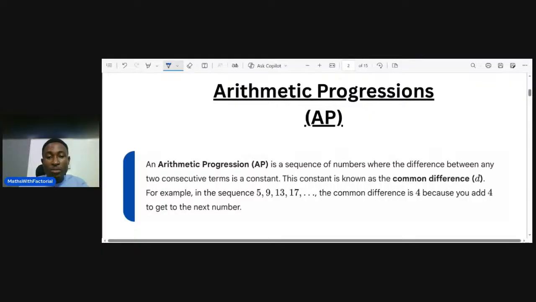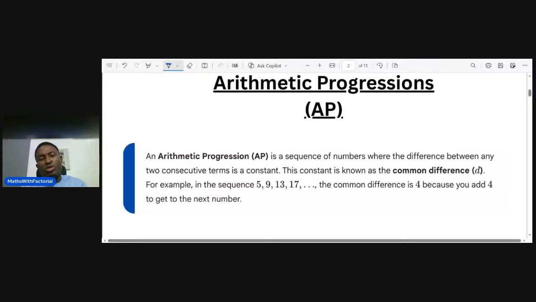This is a very important topic we want to pay attention to in your exam. It comes out every year. I can assure you, it comes out every year, and it's not hard. Like I said, it's not hard. All it requires is for you to practice, know your formulas, and you're good. All right. So arithmetic progression, what do we mean by arithmetic progression?